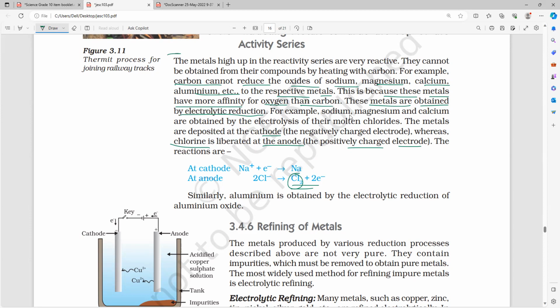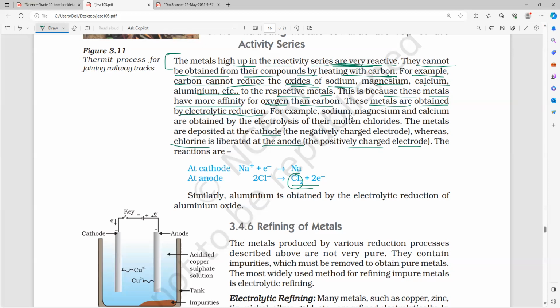Understand? The metals high up in the reactivity series are very reactive. They cannot be obtained from their compounds by heating with carbon. You can write this as an answer also. For example, carbon cannot reduce the oxides of sodium, which is more reactive than it.